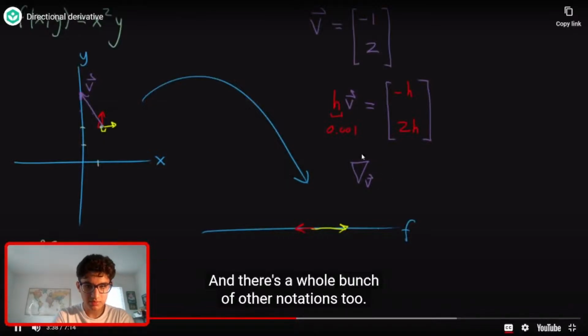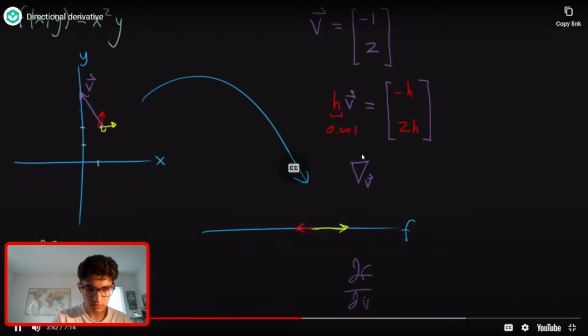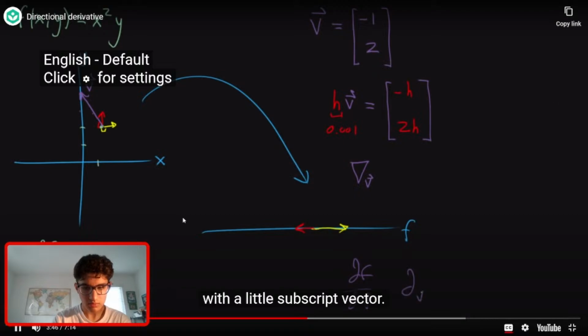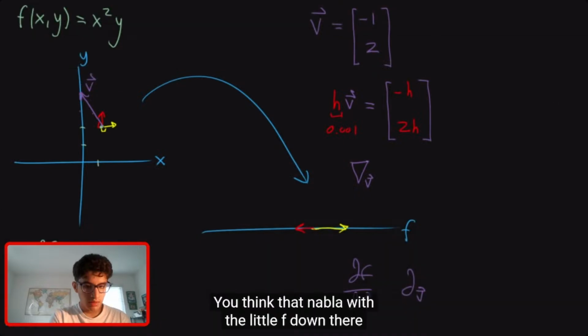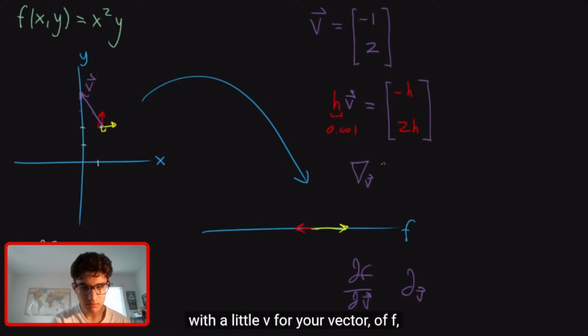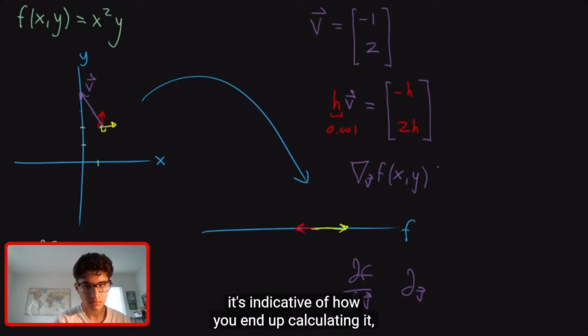Other notations too. I think there's derivative of f with respect to that vector is one way people will think about it. Some people will just write partial with a little subscript vector. There's a whole bunch of different notations, but this is the one I like. You write nabla with a little v for your vector, of f, and it's still a function of x and y. And the reason I like this is it's indicative of how you end up calculating it, which I'll talk about at the end of the video.